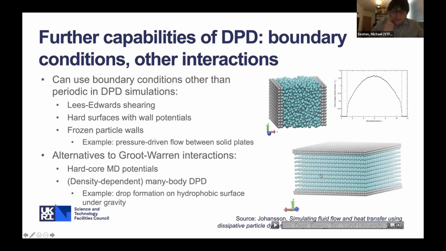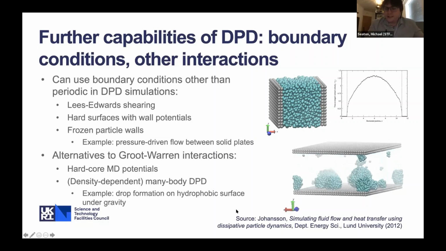And I've got another example here where we have water drops forming on a hydrophobic surface under the influence of gravity. So if I play the video, you can see the particles forming into drops, and those land on that surface. And by controlling the repulsion between the water and the particles in the wall, you can control the contact angle between the wall and the drop.